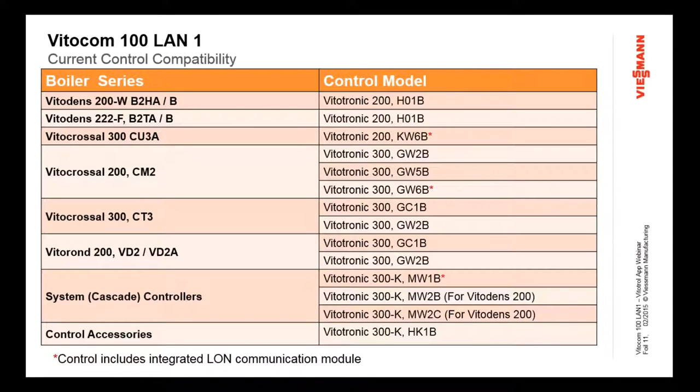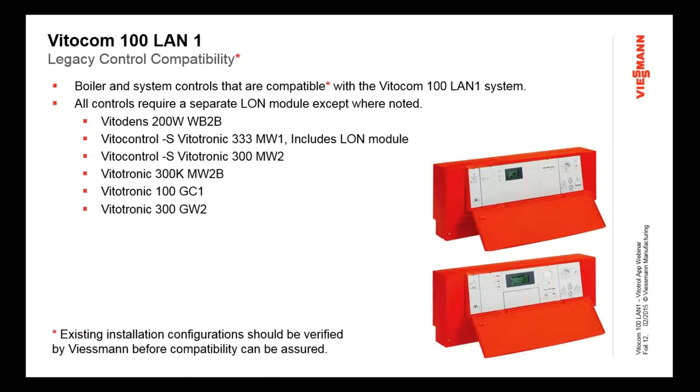All of the current black front Vitotronic controls are compatible with Vitocom LAN 1. So you can see that all the Vitodens boilers, the Vitocrossal boilers, both commercial and residential, Vitorond cast iron boilers, all of those that have a Vitotronic control on them are accessible through this system. And you can see in the example there, the KW6B and the MW1B and the GW6B, those all come with the LAN card in them. So then again, we would be ordering the unit without the LAN card. But also our legacy controls, anything in the Vitotronic family.